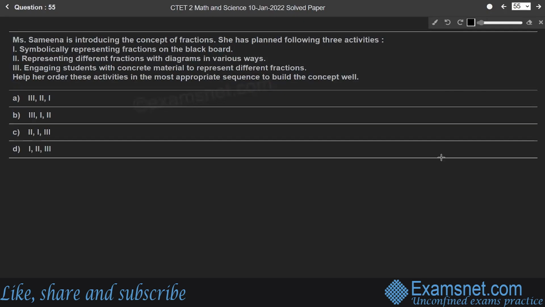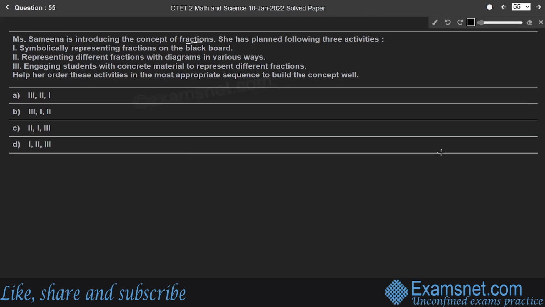Question 55. Miss Samina is introducing the concept of fractions. She has planned the following 3 activities. First, symbolically representing fractions on the blackboard; second, representing different fractions with diagrams in various ways; third, engaging students with concrete material to represent different fractions. Help her order these activities in the most appropriate sequence to build the concept well. The options are 3, 2, 1; 3, 1, 2; 2, 1, 3; 1, 2, 3. The correct order is 3, 2, 1.